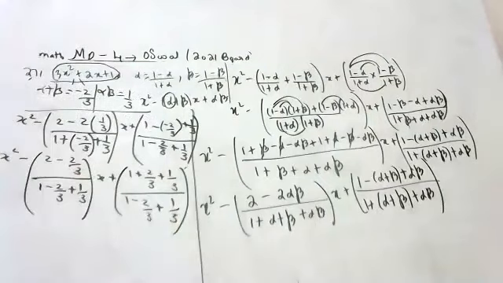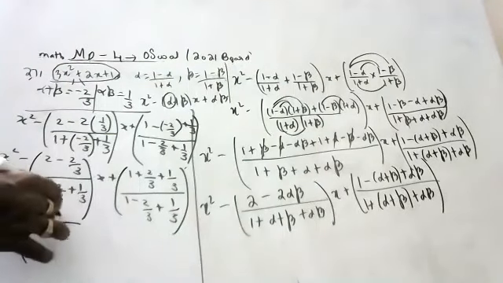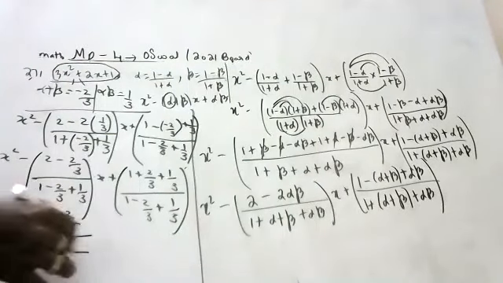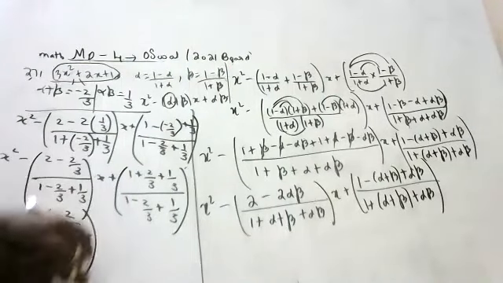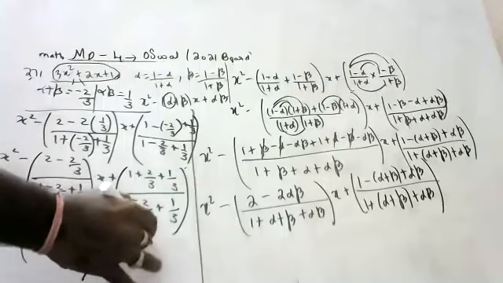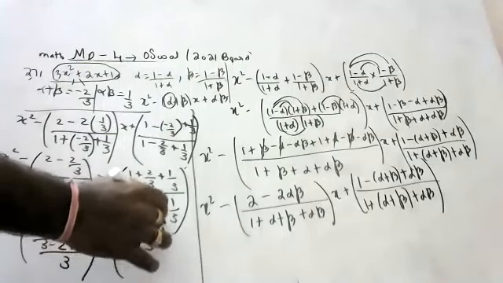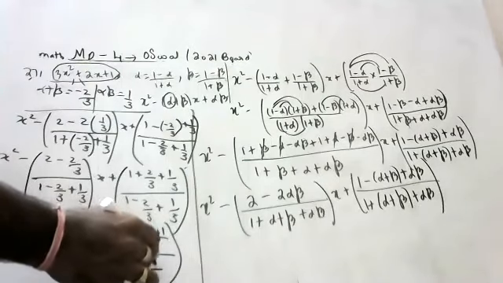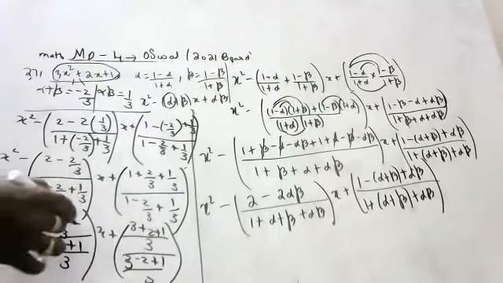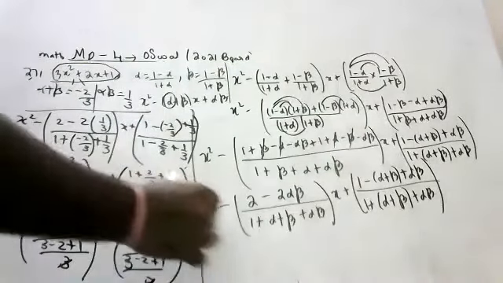Okay, children? So x square minus, 3 is the LCM, children, 6 minus 2. 3 is the LCM, children, 3 minus 2 plus 1. x plus 3 is the LCM, 3 plus 2 plus 1 by 3 is LCM. 3, 3 minus 2 plus 1. This 3 cancels, this 3 cancels. So the final equation is here, children.